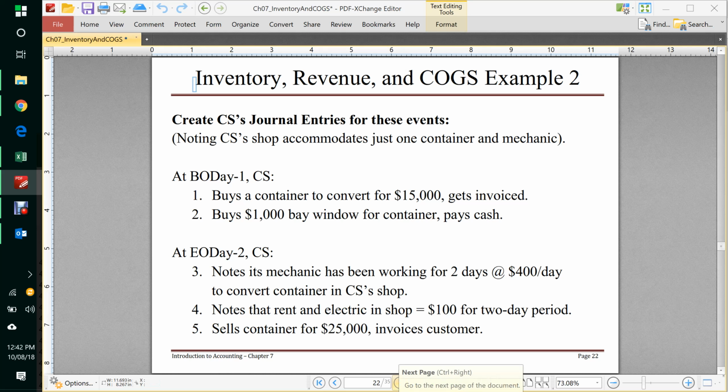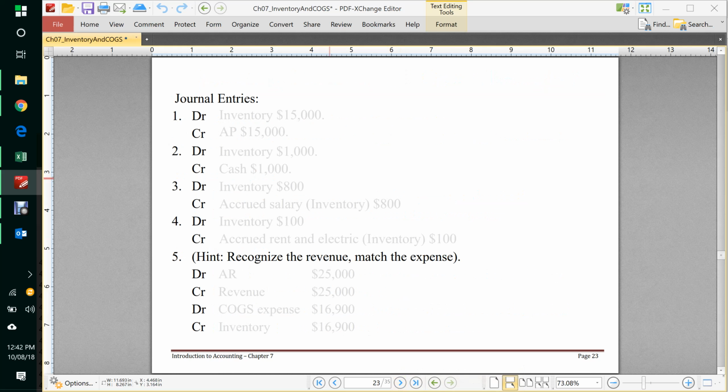So let's see if we can record all the journal entries for these and do some financial statements for this period. Okay, so first thing, you can see there's a little bit of cheating going on here. You can see these grayed out, but clearly when they buy the container, we have inventory for 15,000 going up, and that's an asset, and they were invoiced for that. Very trusting seller there. 15,000, and that is, of course, a liability that they have to pay, and it's accounts payable because it's evidenced by an invoice.